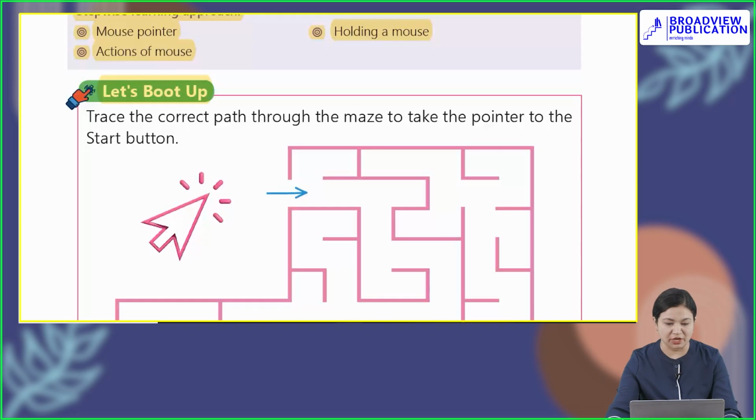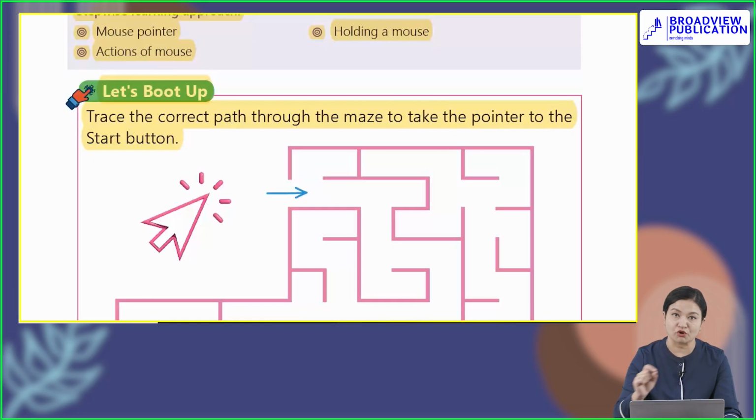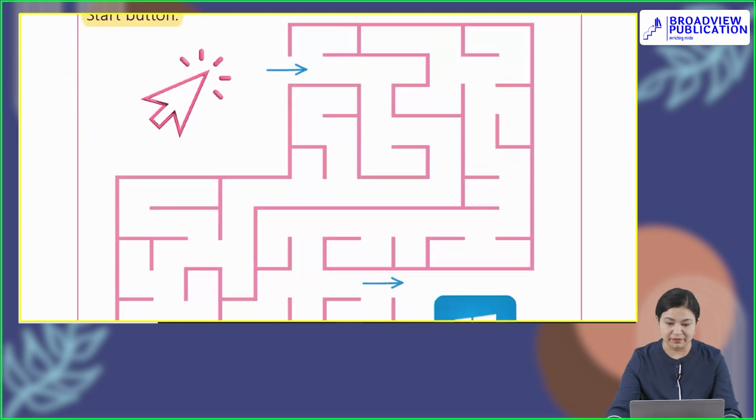So let's boot up. Trace the correct path through the maze to take the pointer to the start button. What you have to do is draw a path for the pointer to the start button. So you have to make a path and take the pointer to the start button.